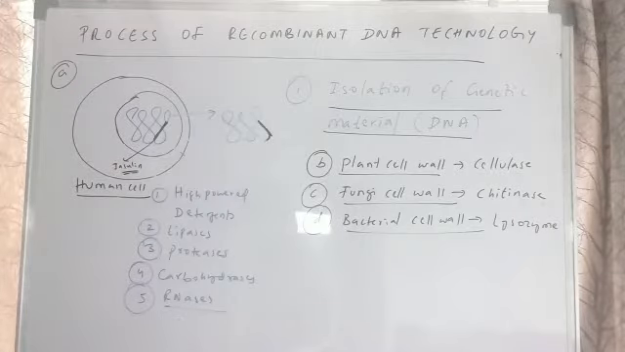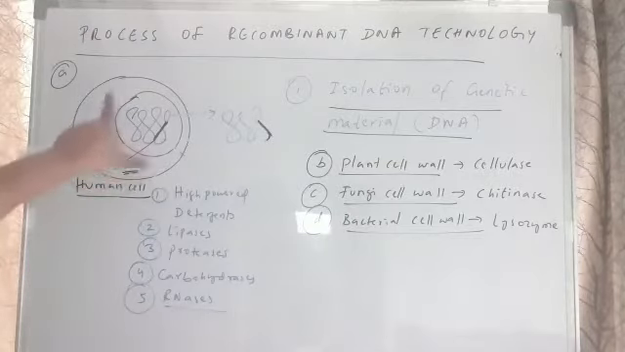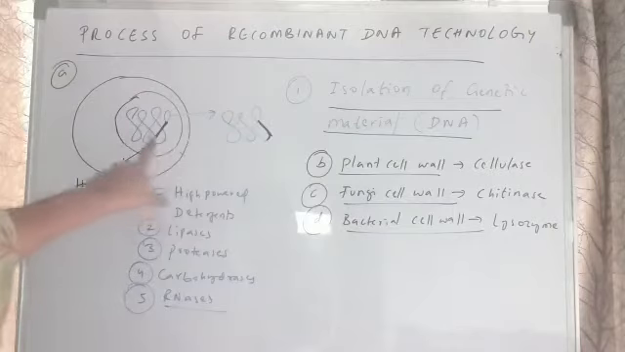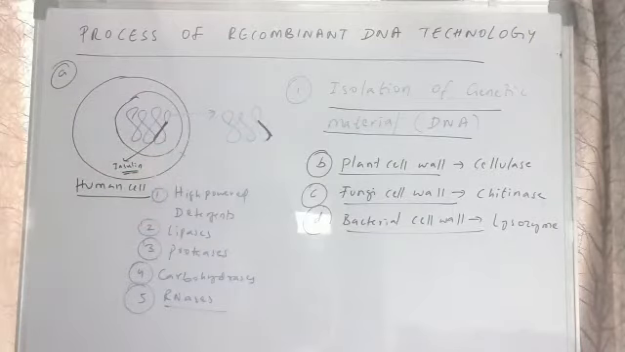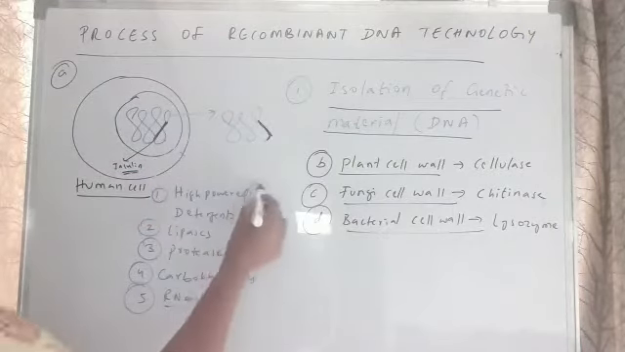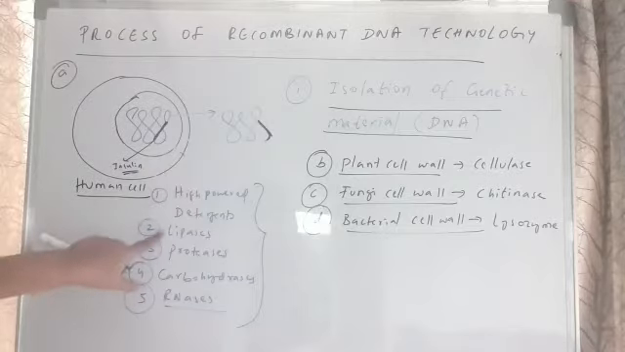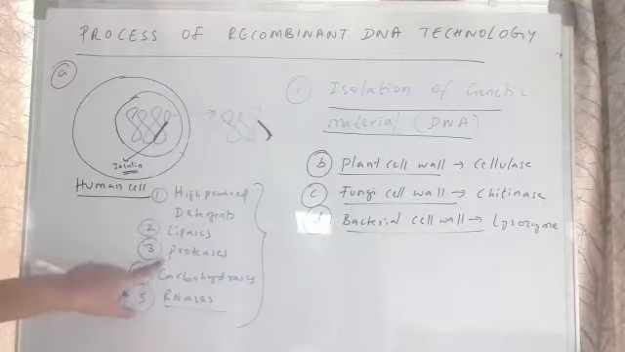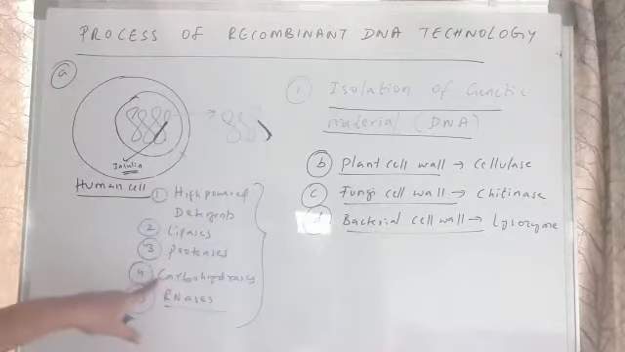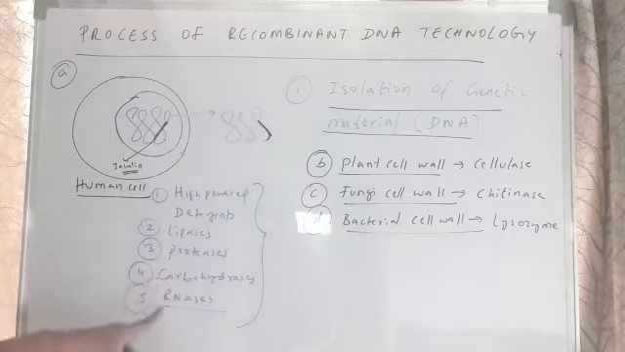So our goal is to extract the DNA. That means whatever material is there except DNA, all that material should be broken. That is why we are using all these materials: high powered detergents like sodium dodecyl sulfate, lipases which break lipids, proteases which break proteins, carbohydrases which break carbohydrates, and RNases which break RNA.